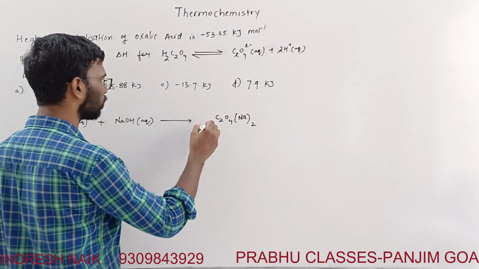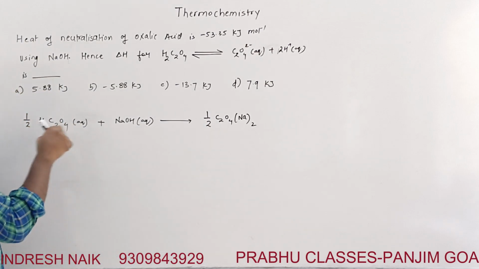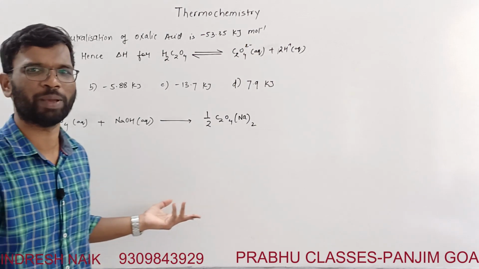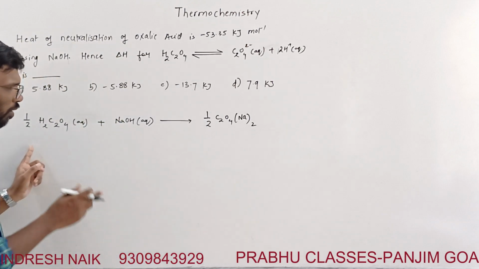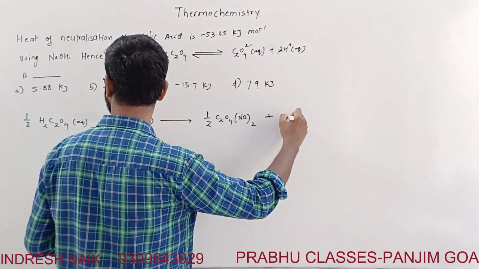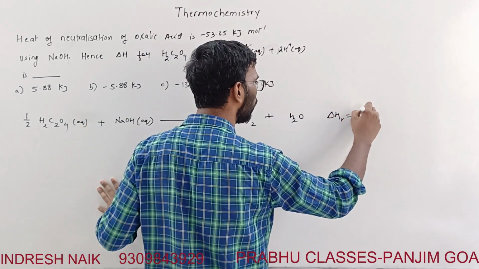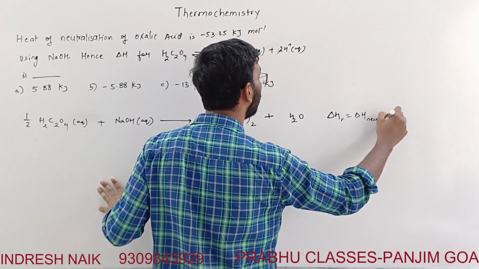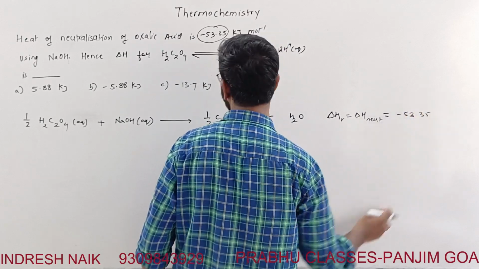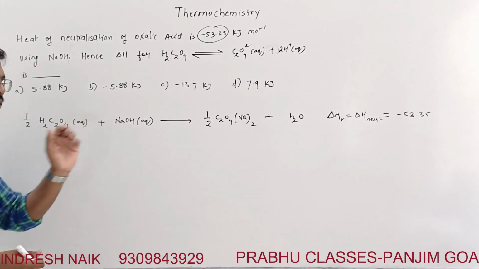Half times I'm writing here, and this is also half times. I'll tell you why I've written that half. One thing is I wanted to balance it, but that is not the whole purpose of the balancing. We'll discuss this. I have written this half over here, and H2O. Now the enthalpy of the reaction is equal to the enthalpy of neutralization, which is equal to this value, 53.35. Why can I say that this is the value of enthalpy of neutralization? Because this is 1 gram equivalent and this is 1 gram equivalent.